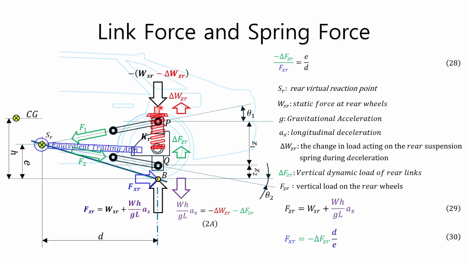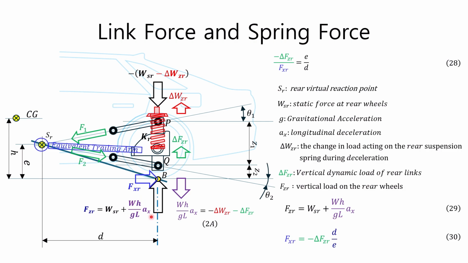Delta FZR represents the vertical dynamic load that compresses the rear suspension links during braking. FZR represents the total vertical load on the rear wheel. The total vertical force, FZR, acting on the rear wheel can be expressed as equation 29 by adding the static vertical load, WSR, and the total vertical dynamic load. The second term on the right side of equation 29 represents the vertical dynamic load transferred to the rear wheels.